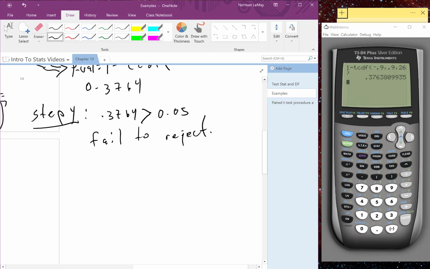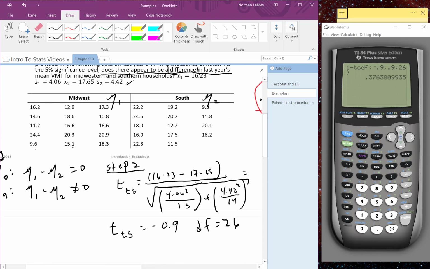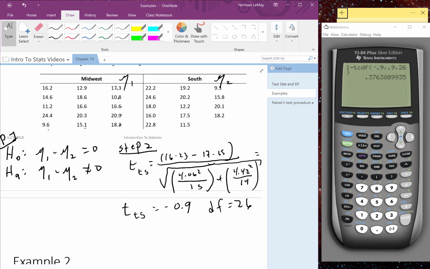Let's just recall that when we fail to reject, we are not saying that the null hypothesis is true, nor have we proven the null hypothesis. All this means is that there is not enough evidence in the data to support the alternative hypothesis. Since we failed to reject the null hypothesis, what we're saying is that our null hypothesis states that there is no difference in the mean vehicle miles traveled between the Midwest and the South, and that's exactly what our data is indicating to us.